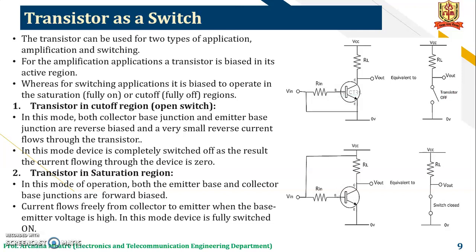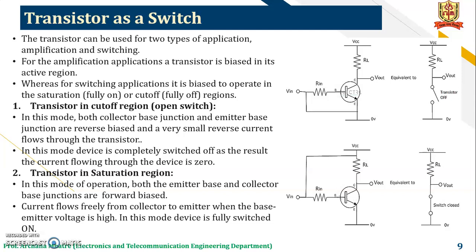Now transistor in cutoff region, open switch. Here the first diagram indicates the transistor in cutoff region. In this mode, both collector base and emitter base junctions are reverse biased, and a very small reverse current flows through the transistor. In this mode, the device is completely switched off. As a result, the current flowing through the device is zero.